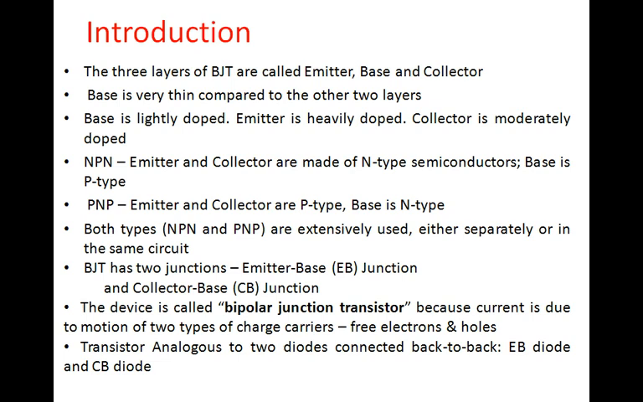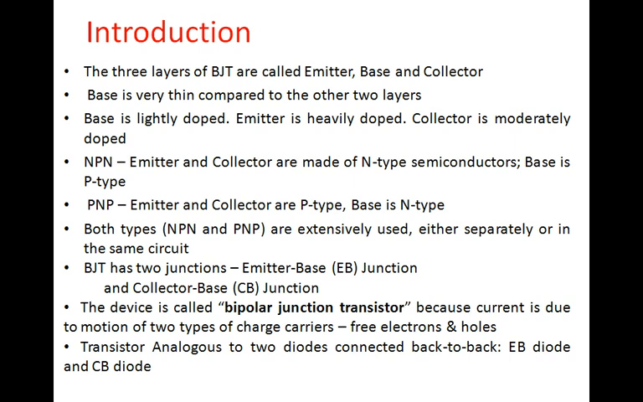In an NPN transistor, emitter and collector are made of N-type semiconductors, whereas the base is P-type. In a PNP transistor, emitter and collector are P-type, and the base is N-type. So BJT is a three terminal device with two junctions. One junction is the emitter base junction, the second junction is the collector to base junction.